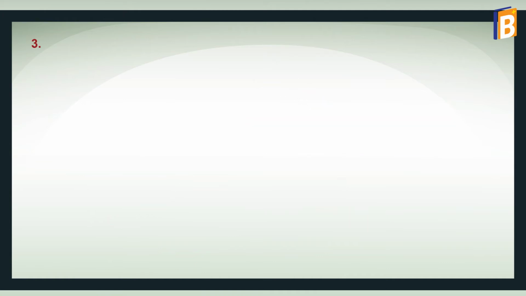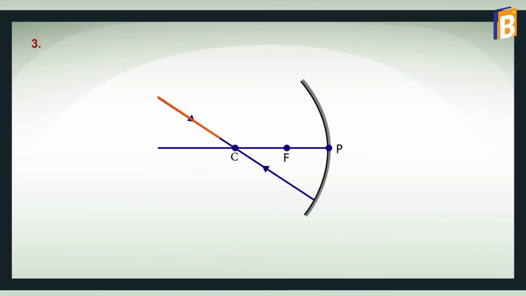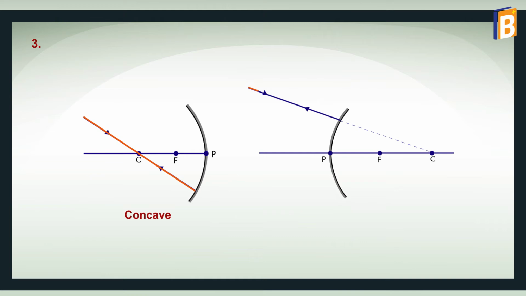Now let's see the third condition. If a ray passes through the center of curvature of a concave mirror, or is directed in the direction of the center of curvature of a convex mirror, after reflection it is reflected back along the same path. This light ray comes back along the same path because the incident ray falls on the mirror along the normal to the reflecting surface.